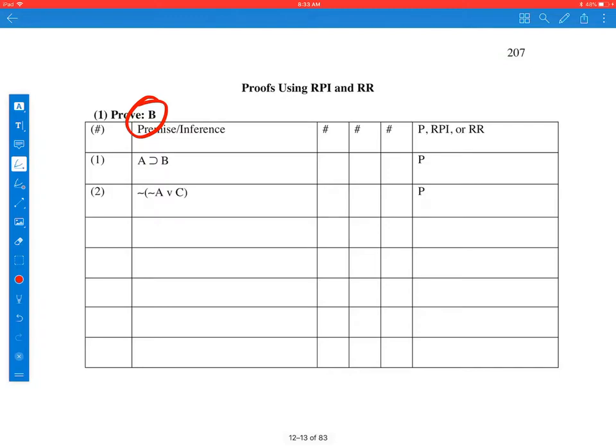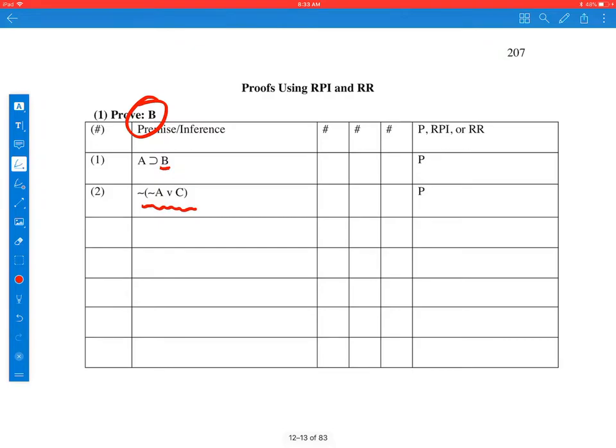Okay, the goal here on our first problem is to prove B. So we look around in our premises to find B. B is right there in the consequent of line 1. To get it out, we would need an A and then do modus ponens. Okay, it doesn't seem as if we have an A anywhere, but we do have this line to work with here.